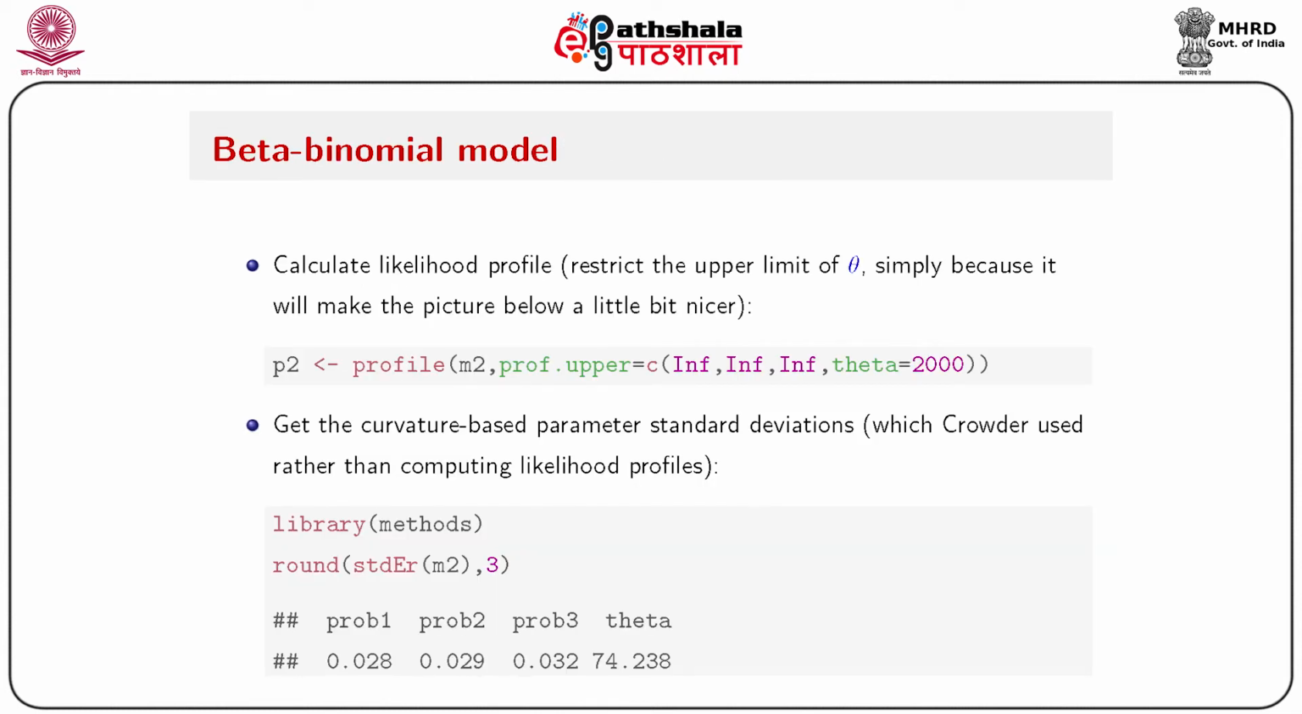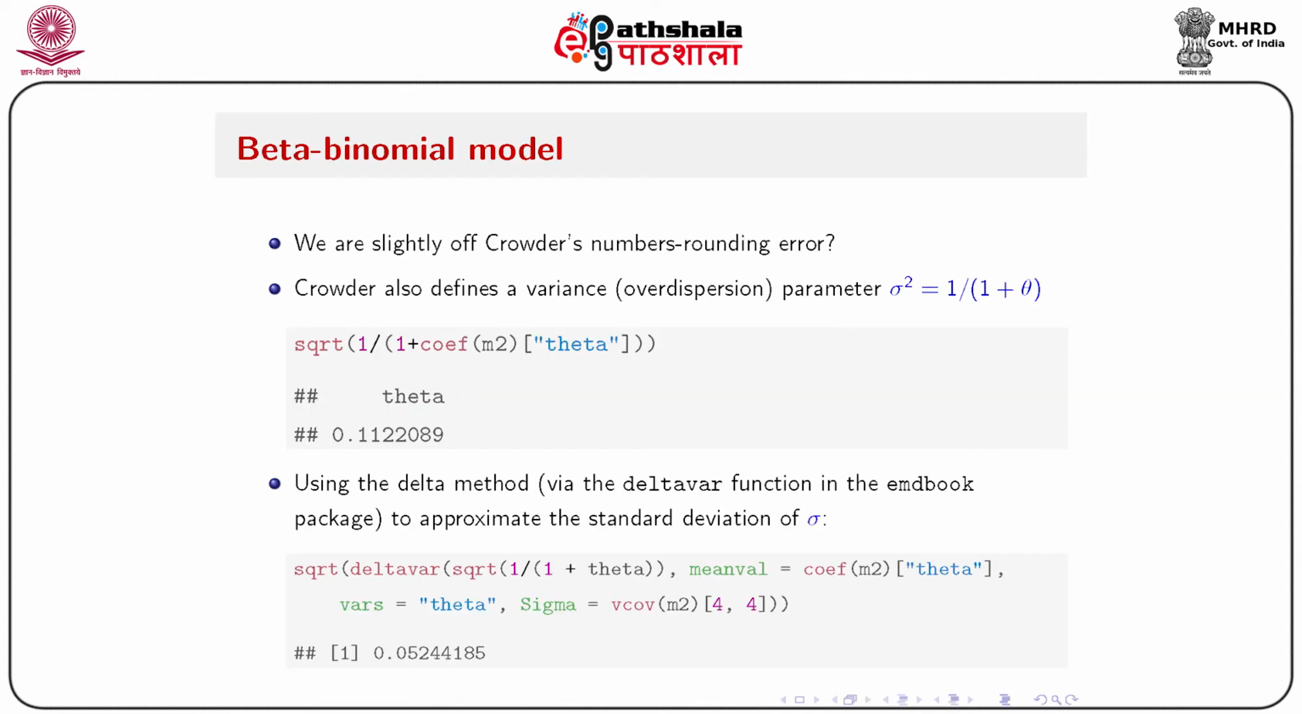Calculate the likelihood profile, restricting the upper limit of theta simply because it will make the picture below a little bit nicer. So P2 equals profile M2, profile dot upper equals c(infinity, infinity, infinity, and theta equals 2000). Get the curvature-based parameter standard deviation which Crowder used rather than the likelihood profile. So library bbmle, then round the standard error of M2 to 3. The standard errors are provided for prob 1, prob 2, prob 3, and theta. We are slightly off Crowder's numbers, a rounding error.